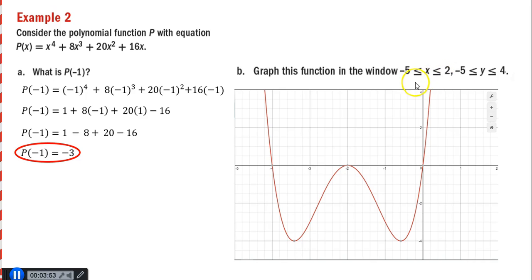So you can see from the x values, we go from -5 all the way to +2, which is what we're asking for. And then the y values, we go from -5, which you can't see, but it's right there, all the way up to +4. And this is this function right here, x to the fourth plus 8x to the third plus 20x squared plus 16x.